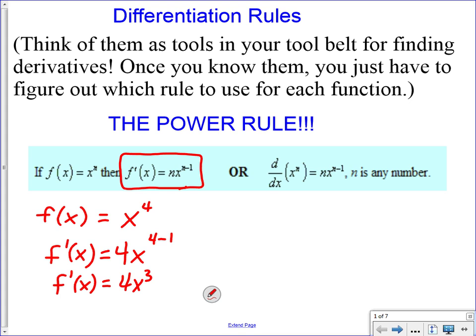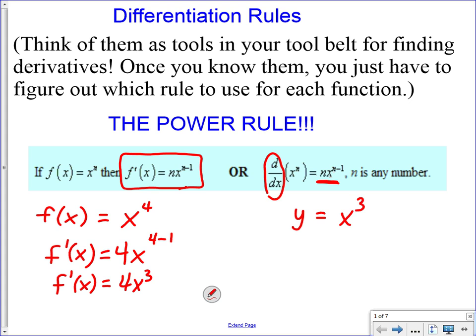Okay, now remember that we have different notation. This other notation is called the derivative operator. Basically it means that you're going to find the derivative with respect to x of x to the n power. Now the rule is still the same. That didn't change. This is just showing you this other notation. But let's look at an example. Let's say you were given the function using y instead of f of x, and let's say it was y equals x cubed.